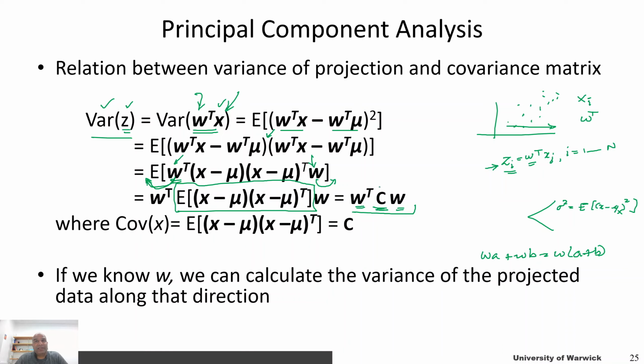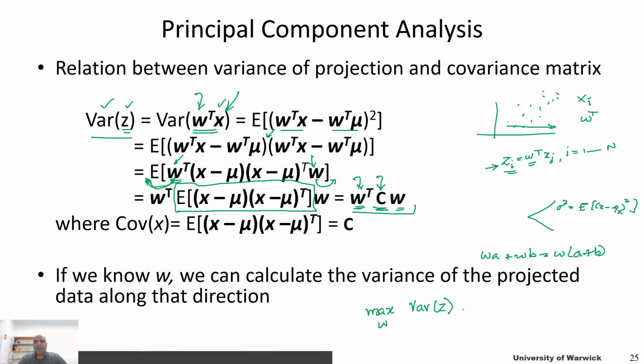Now, the good thing is that the only variable we have is W, because for a given data set, the covariance matrix is going to be fixed, right? We need to calculate it once, and then we can calculate the variance by changing W, and then we can solve the optimization problem that we are trying to solve, that is: find me a direction W so that the variance of my data after projection along that direction is maximum.